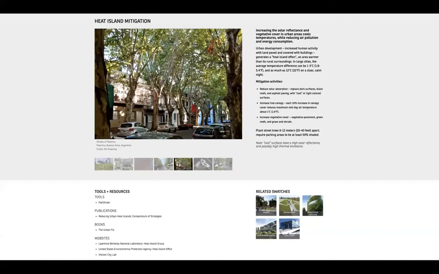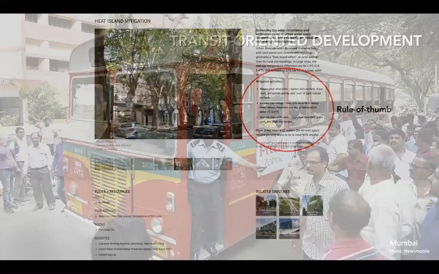Here's one strategy, for example, heat island mitigation. You can see there are tools and resources. There are links to these tools and resources. And there's also in every strategy a rule of thumb. So in this case, if we want to reduce the heat island effect, if we increase the canopy in an urban district, for example, by 10%, we can reduce the midday maximum temperature by 1 degree C. So it has all sorts of other strategies for heat island mitigation.